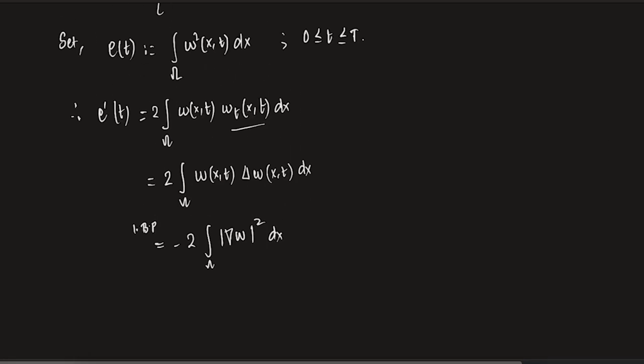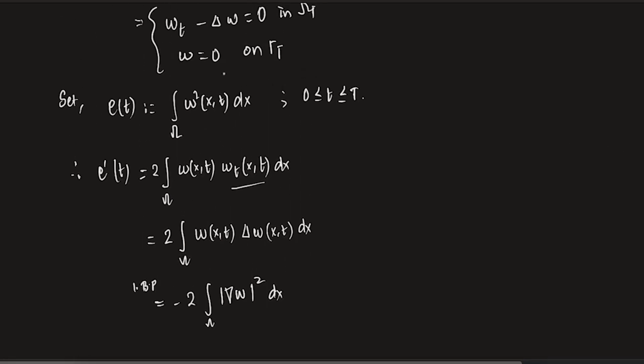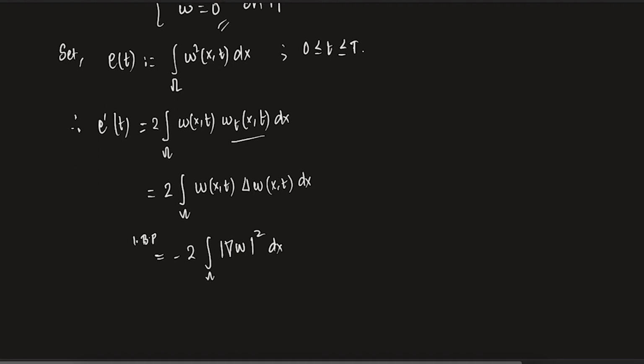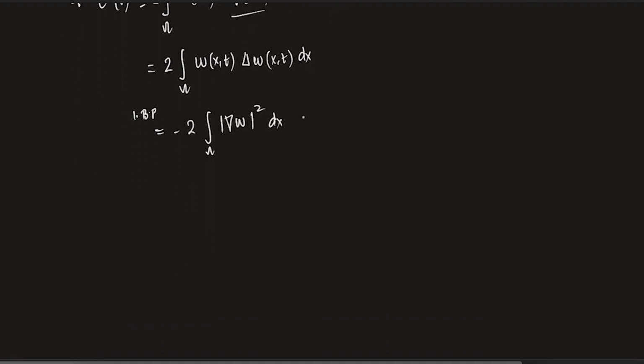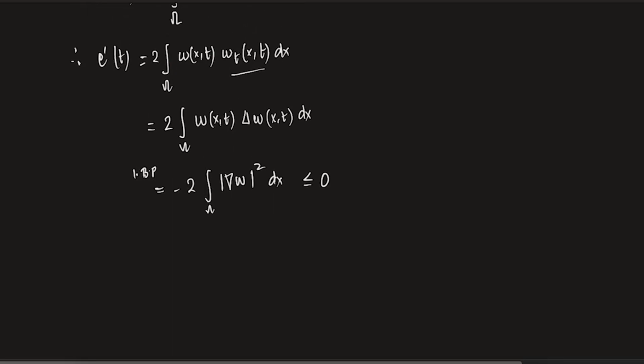The boundary term, w is equal to 0 on the boundary. So there is no boundary term, right? And this is always non-positive because there is a negative sign involved here, right? So this is non-positive. What does that say?